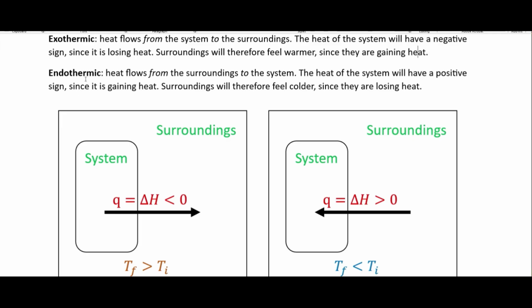Then we can have endothermic, where heat flows from the surroundings to the system. The heat of the system will have a positive sign since the system is gaining heat. The surroundings will therefore feel colder since they are the things losing heat. So that's what's shown on the right side here. We have heat coming from the surroundings going into the system. So we can see the surroundings are losing energy. That's why the surroundings will feel colder.